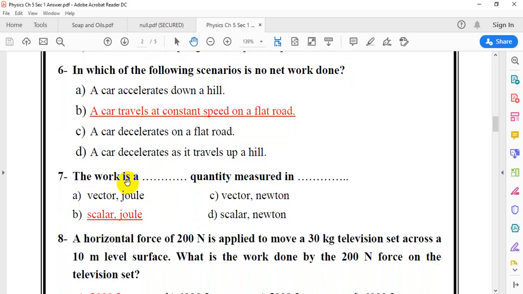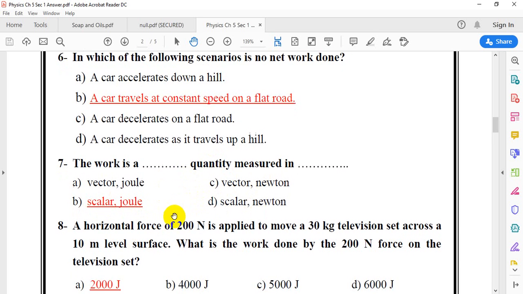Work is a quantity measured in what? Vector Joule, or scalar Joule, or vector Newton, or scalar Newton. It's a scalar quantity measured in Joule.